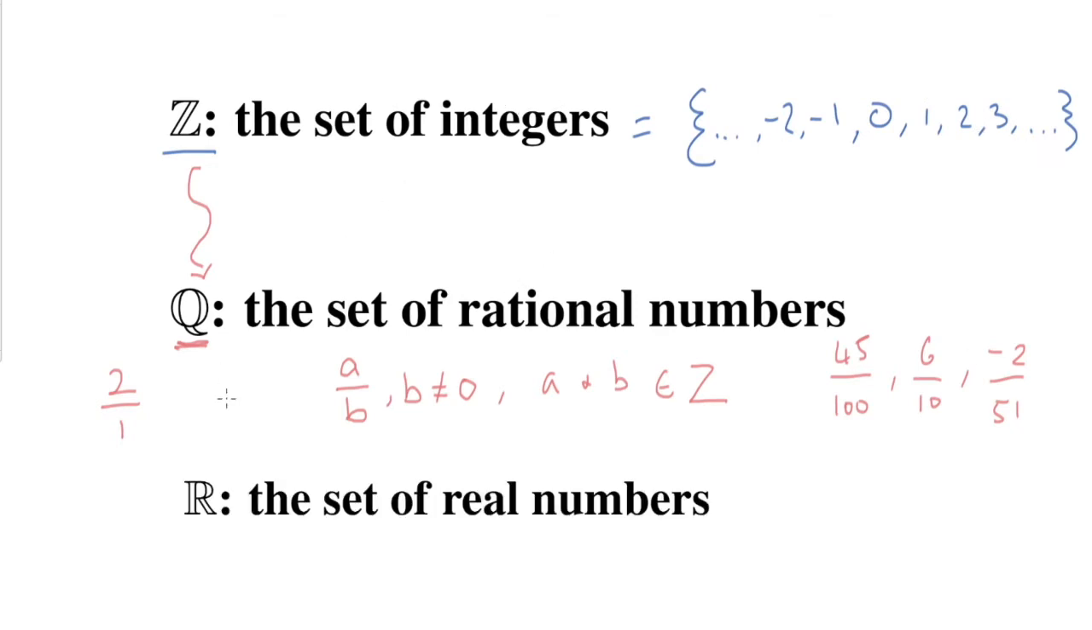The third set is symbolized by the letter R, and it means the set of real numbers. So real numbers are any number which occurs along the number line. Let's say we have a number line here, here's 0, we've got 1, we've got 2, we've got -1, and so on. So let's see what's on the number line.